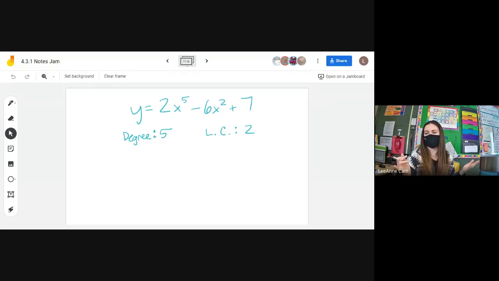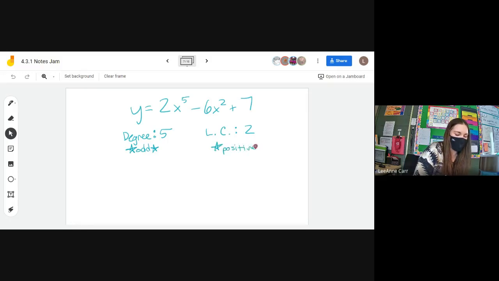Let's see if our virtual people agree. Thank you. We have an odd number. So I'm just going to make a note to myself that this is odd. I'll need that in a moment. And then for our leading coefficient, hopefully you guys all know that 2 is positive. So we have a positive and an odd.